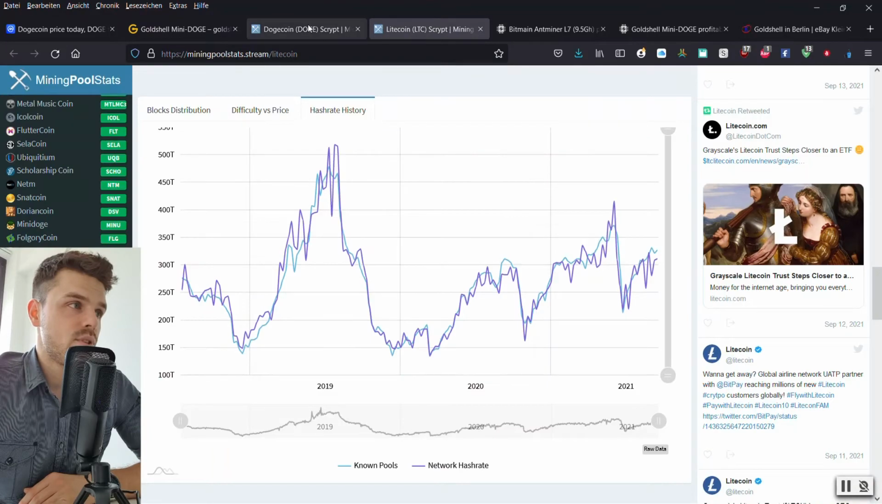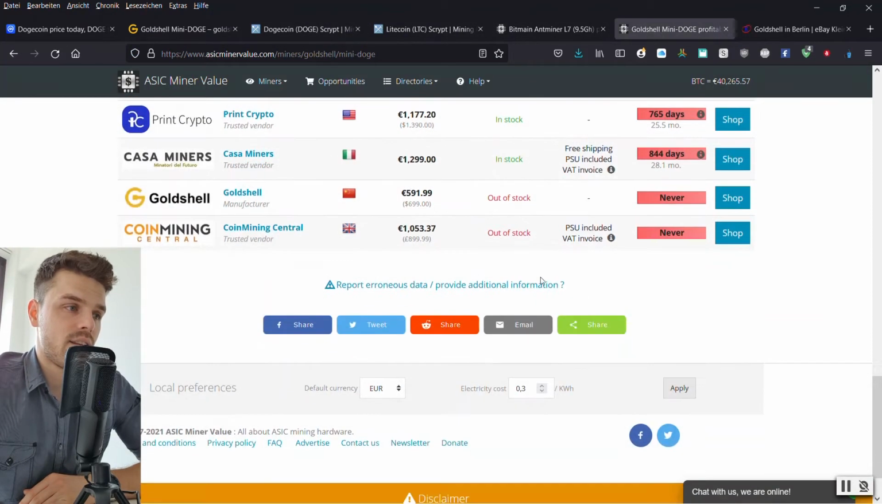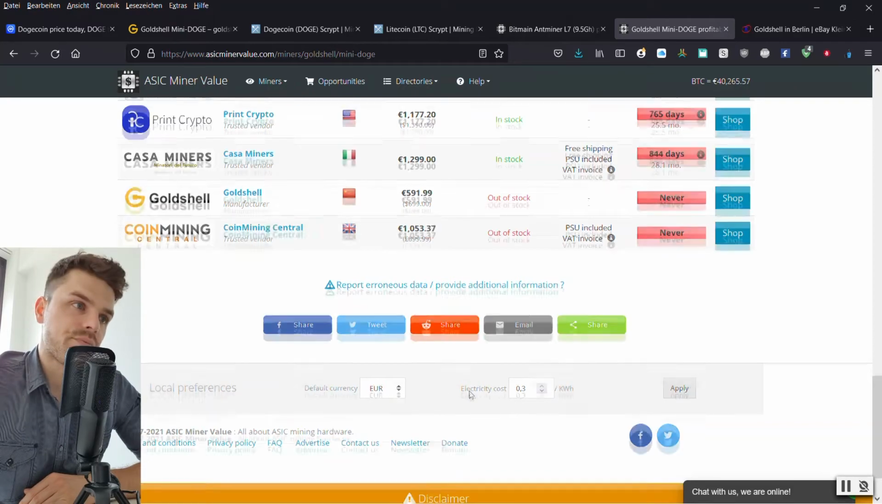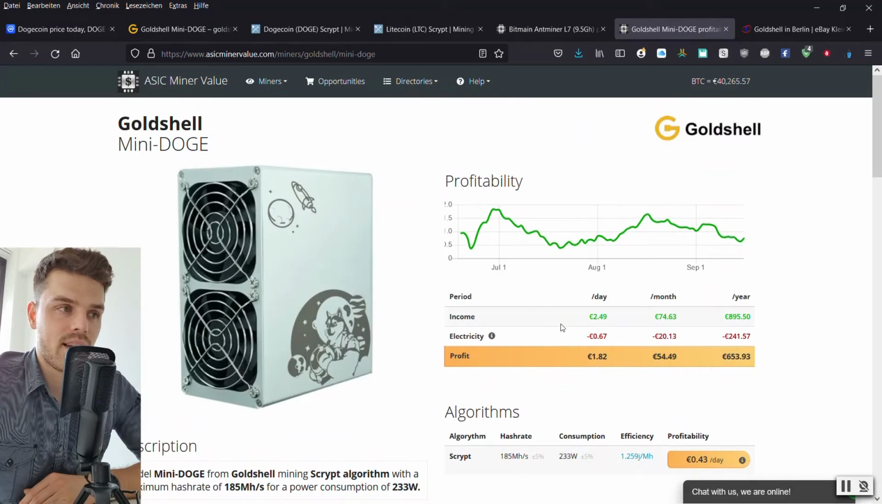Now, since we talked about this, let's get into the actual profitability calculations. In this case, I will use 30 cents per kilowatt hour in euros, since I live in Germany, and as you can see, the profitability changes a lot depending on where you are operating. So for example, if I would want to use this in Germany, I would make about 180 in Doge per day. But keep in mind, you would also get some Litecoin on top.